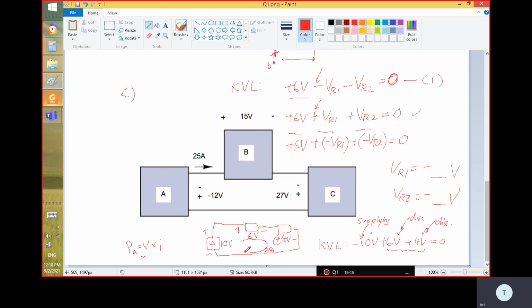So the power for the A would be 10 times 25. 25 times 10, so it's 250 watt. Okay, so let's say this is minus 10, right? So let's put a minus 10 volt here. So we get a minus 250 watt. Okay, so minus means it is supplying power.